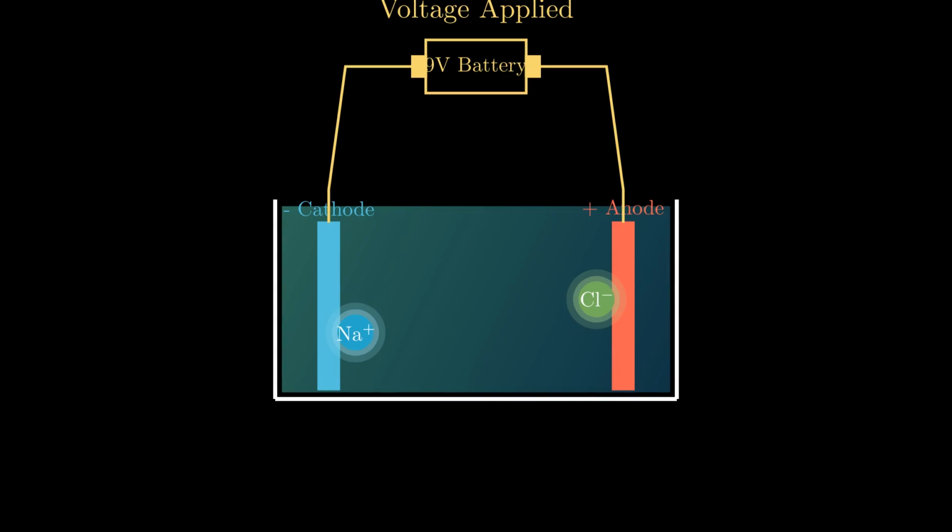The positively charged sodium ions swim towards the negative cathode, while the negatively charged chloride ions swim towards the positive anode. This movement of ions is exactly what conducts electricity through the entire solution. But what happens as we dilute the solution more and more? Let's add infinite water. As the concentration approaches zero, we reach what is known as infinite dilution.